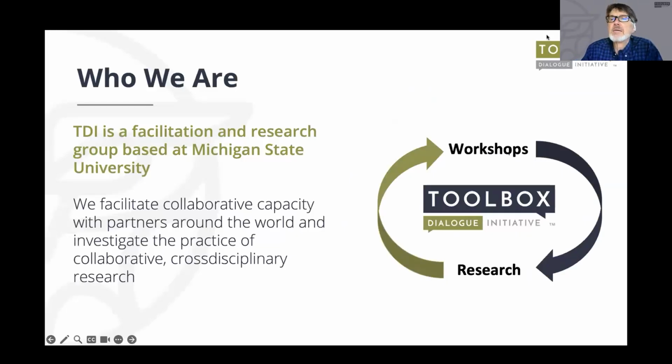Much of my work these days is focused on the Toolbox Dialogue Initiative. Actually, probably over the last 20 years, I've really focused primarily on enhancing collaborative capacity through toolbox-related activities. The Toolbox Dialogue Initiative is a facilitation and research group that's based at Michigan State University in the United States. We facilitate collaborative capacity with partners around the world, and we also investigate the practice of collaborative cross-disciplinary research. And these two things are in contact with one another.